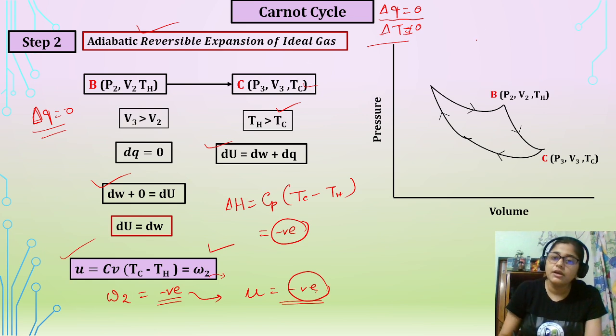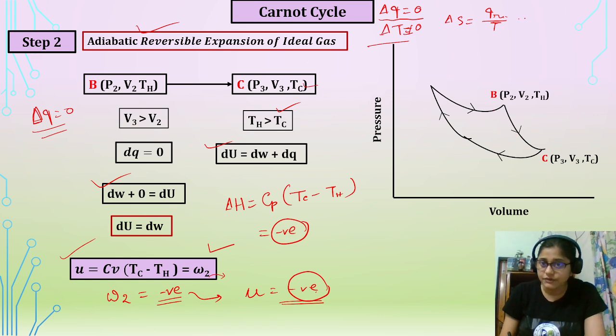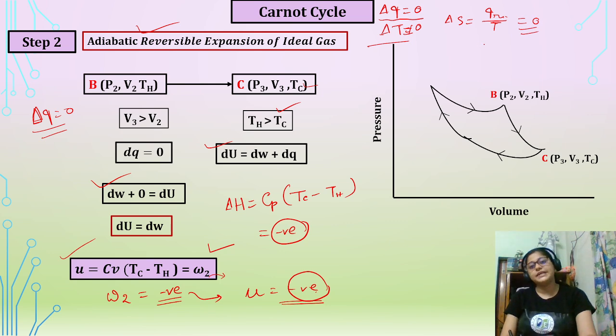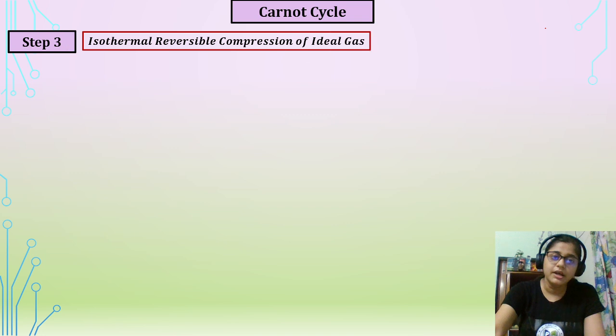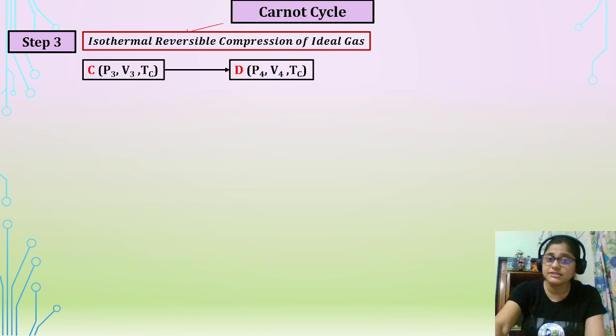And delta S is Q reversible by T. As it doesn't take any heat or give any heat, Q is 0, so delta S will be 0. Fine. Next, isothermal reversible compression of ideal gas. It will be the same as step 1, but the only difference is compression.